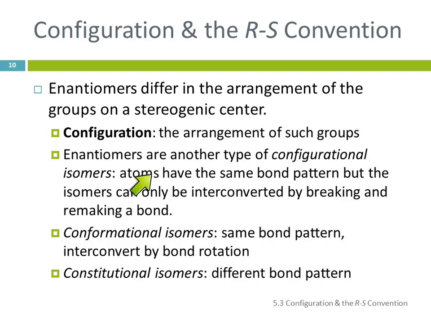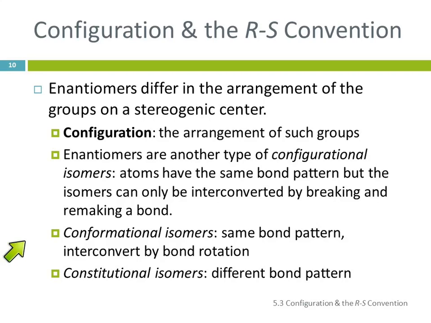A pair of configurational isomers will have atoms that have the same bond pattern. The atoms are all connected in the same order, but you can only make one into the other by actually breaking at least one bond and remaking it.